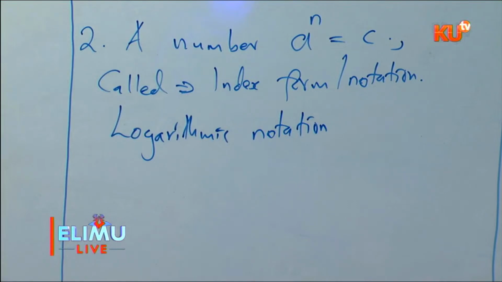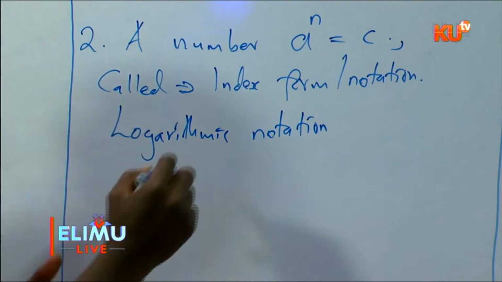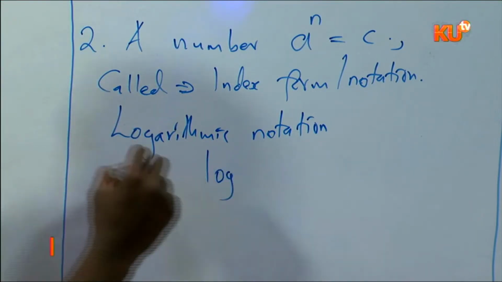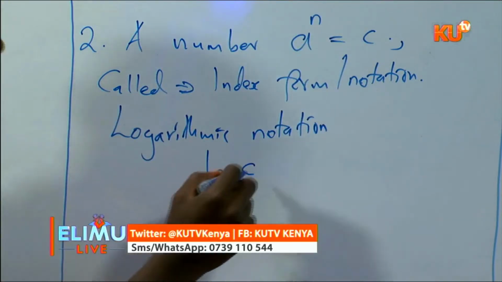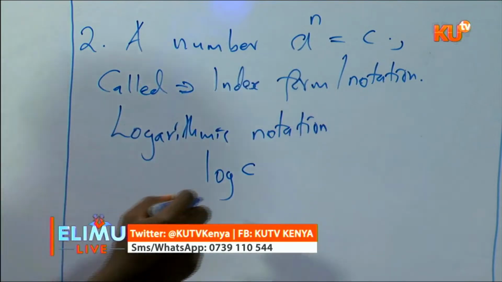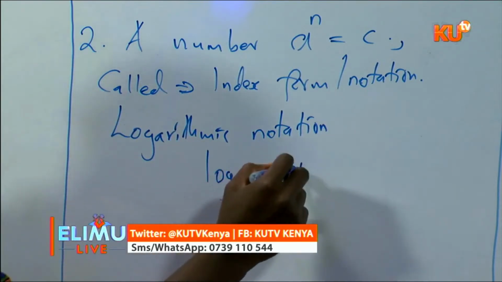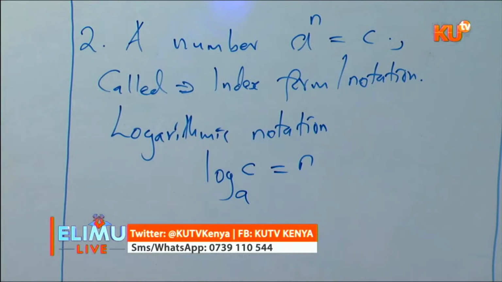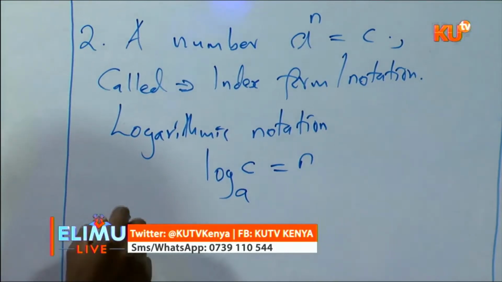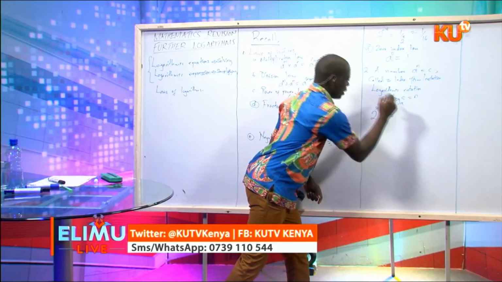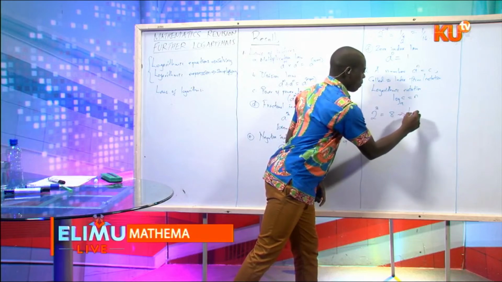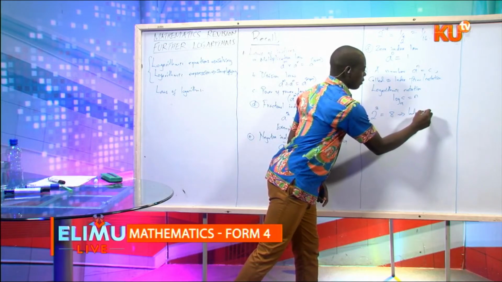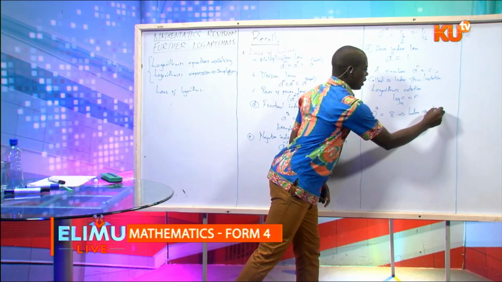In logarithmic notation, we now introduce the log, which is used to represent logarithm. It is of the number, so we put the number c, and retain the same base a, and now the power becomes the solution of the log. In short, when you have 2 to the power 3 is always equal to 8, this form is called the index form, or the index notation.